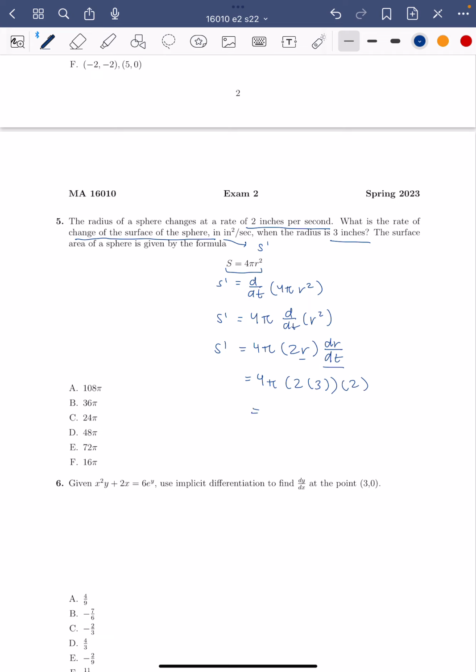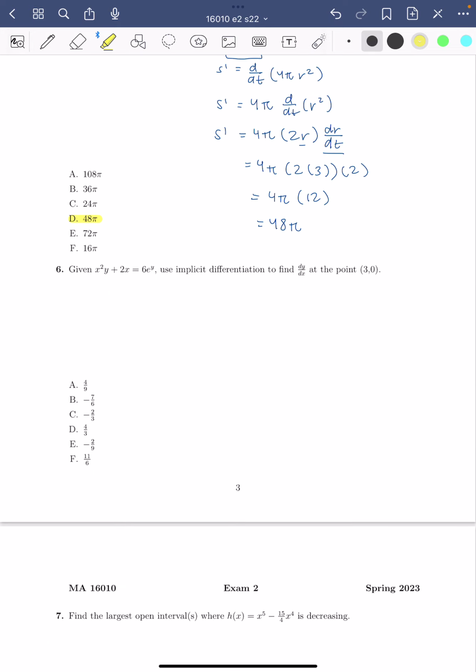Let's multiply this out. 4 pi times 2 times 3 times 2. 2 times 3 is 6. 6 times 2 is 12. Simplify that down, it would give us 48 pi, or an answer of D.